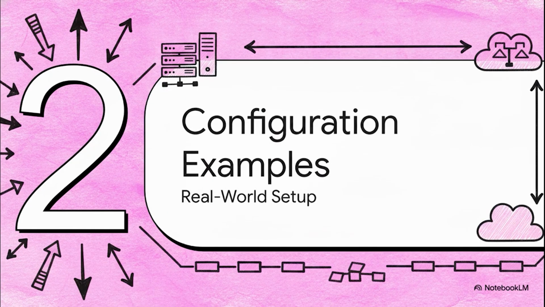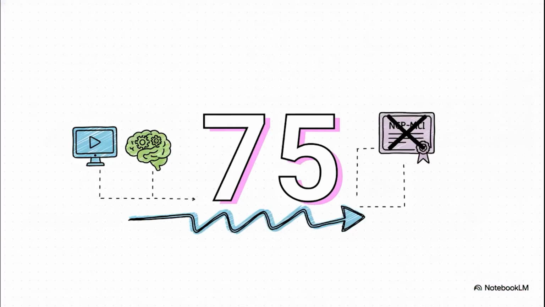Section 2, configuration and real-world examples. Let's look at how this works in practice. Now, what's really interesting about this configuration is this specific number you literally just have to memorize, 75. When you sit down in the Prism Element UI and type in a name for your volume group, AOS enforces a very strict 75-character maximum limit.